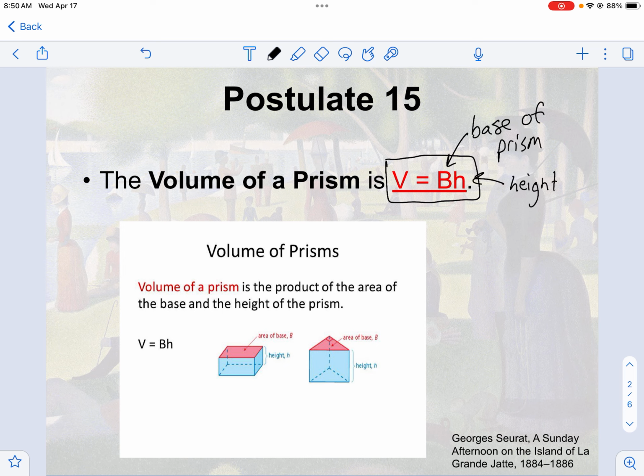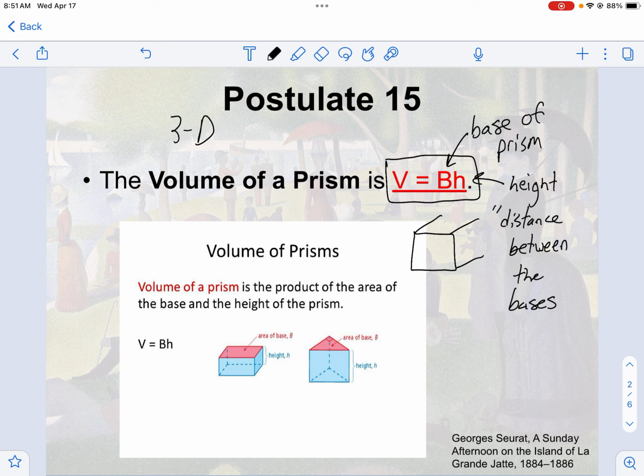And when we say height, really what I'm talking about is the distance between the bases. So it's the product of the area of the base and the height of the prism. Volume is a three-dimensional concept. So the base is going to be two-dimensional, right? It's got a length and a width, and now we're adding a distance between those two bases to that shape, right? So we've got three-dimensional things now.